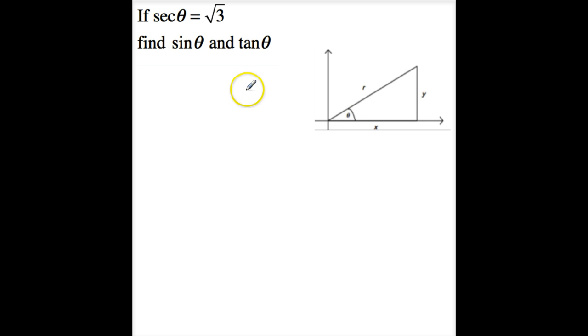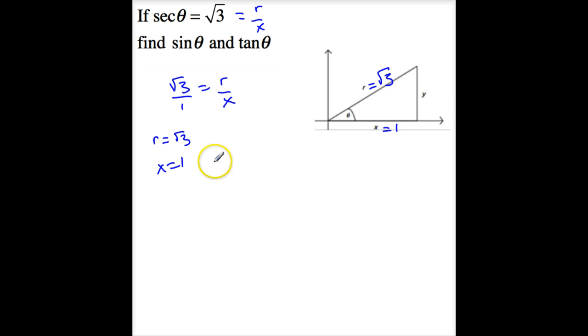Now we love doing this too in calculus. If secant of theta is the square root of 3, find sine and tangent of theta. Now if I give you something like this, go ahead and write up here, this is r over x. So I've got the square root of 3 equals r over x. So somehow this ratio has to equal the square root of 3. So let's do this. Now, do you see if I let r equal the square root of 3 and x equal 1, this is a true statement. So x is 1, r is the square root of 3.